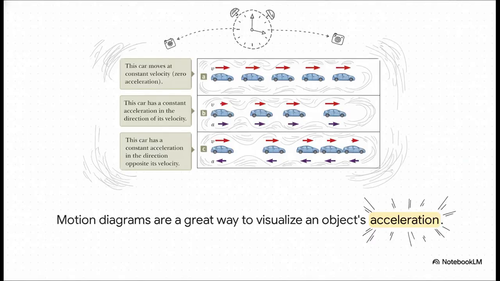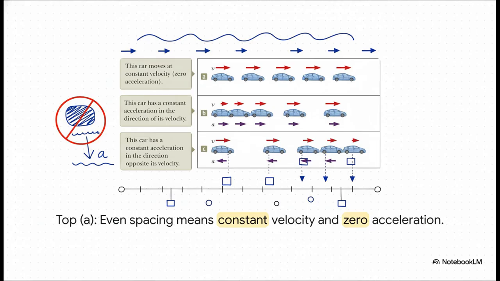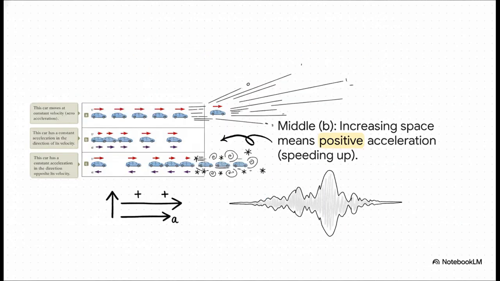A fantastic way to actually visualize this acceleration is to imagine taking a snapshot of our car at the exact same time interval, say every 1 second, over and over again. The spacing between those snapshots tells us everything we need to know about its acceleration. Take a look at this top example. The car is covering the exact same amount of distance in each 1 second snapshot, so the images are all perfectly spaced out. That tells us its velocity isn't changing, it's constant. And if the velocity isn't changing, then what's the acceleration? You got it, it's 0. Simple as that.